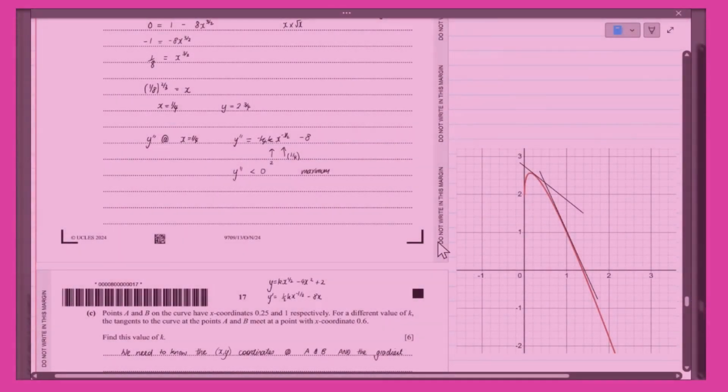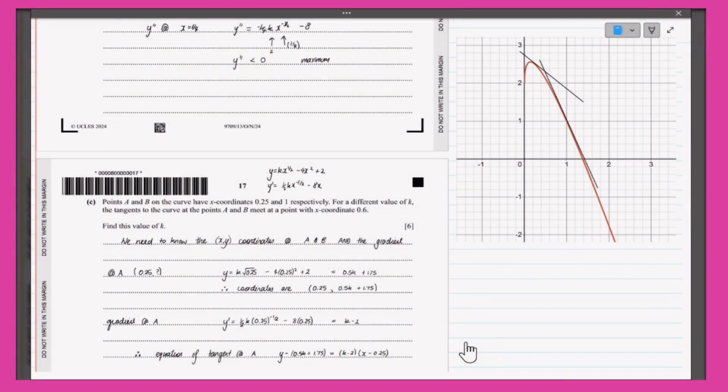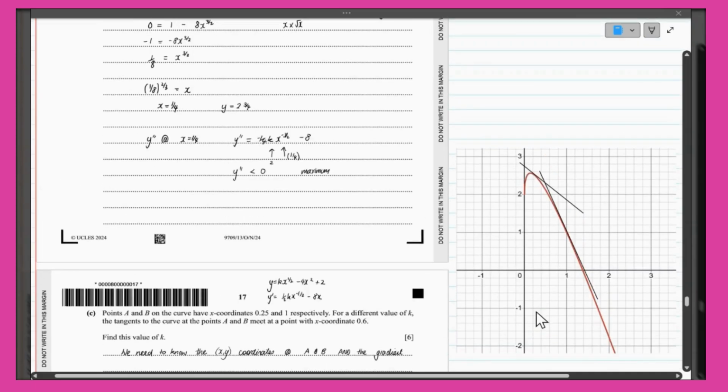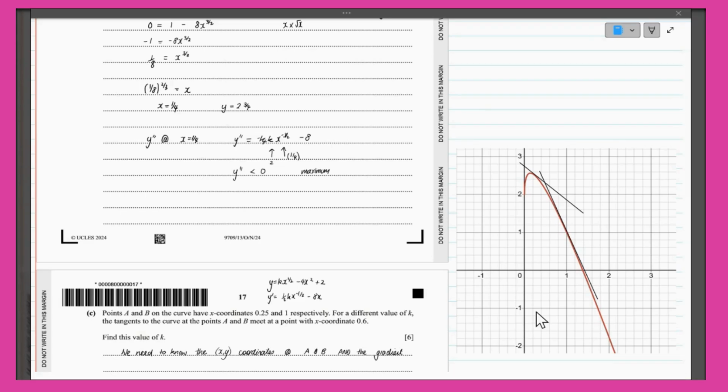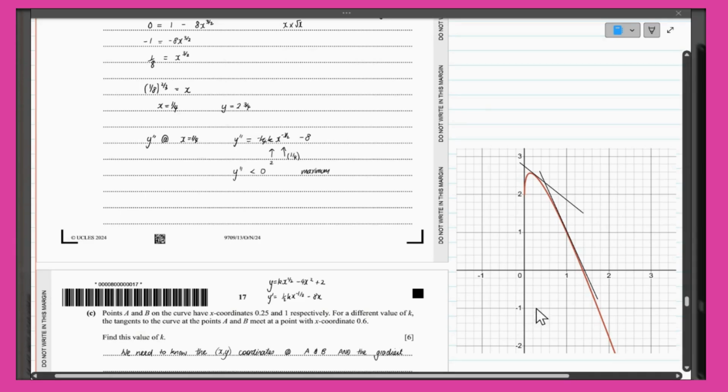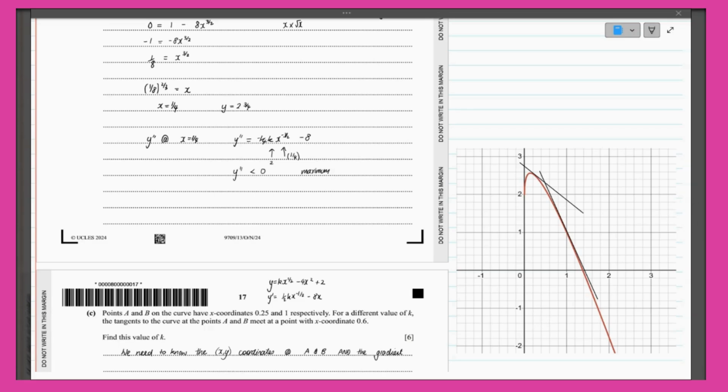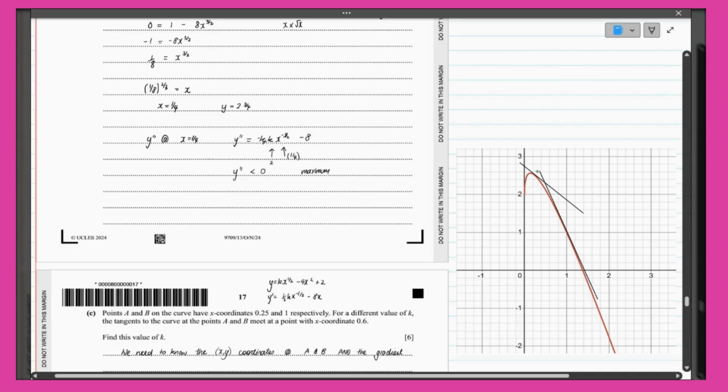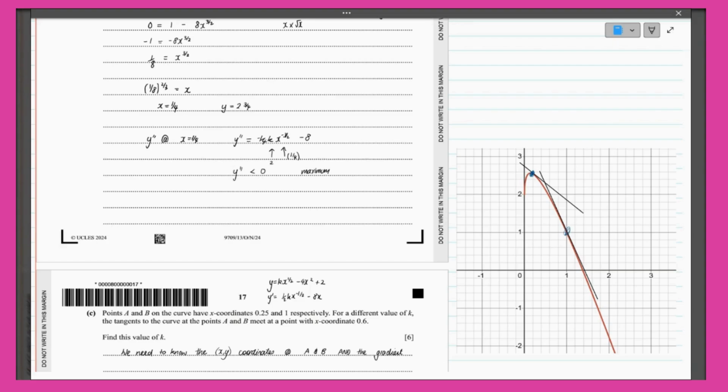Okay, so the second part of the question, which I think is probably the hardest, let's be honest. If we look at the question, it says points A and B on the curve have coordinates 0.25 and 1 respectively. I've kind of drawn it over here. So I was like, well, that's roughly 0.25. And this is roughly 1 here. And so I've drawn the tangents there. And then apparently they intersect at 0.6. And they want us to find out what value of k that happens.